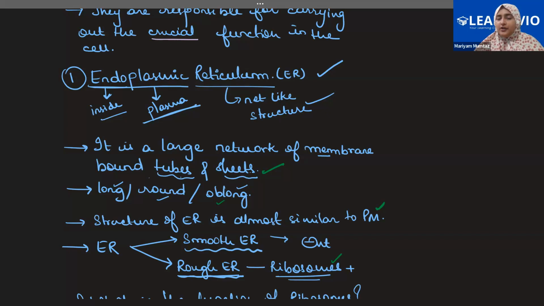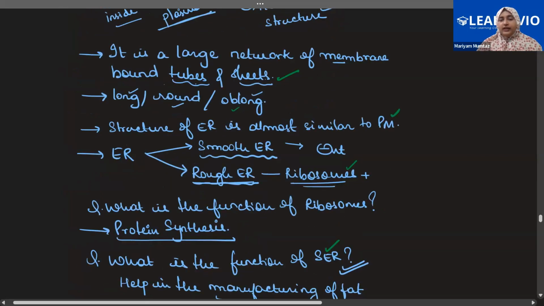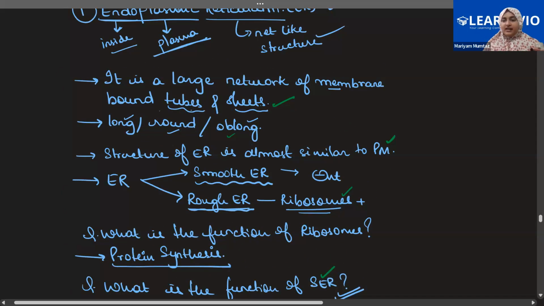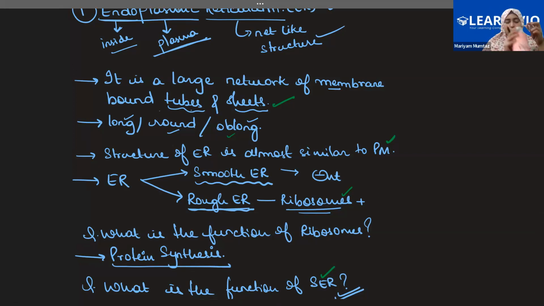So, if the endoplasmic reticulum is membrane-bound, will it be present in prokaryotes? No, ma'am. No, it won't be present in prokaryotes. Very good. Now, they can be round, long or oblong. So, their shape can vary from cell to cell. Now, the structure of the endoplasmic reticulum is almost similar to the plasma membrane.